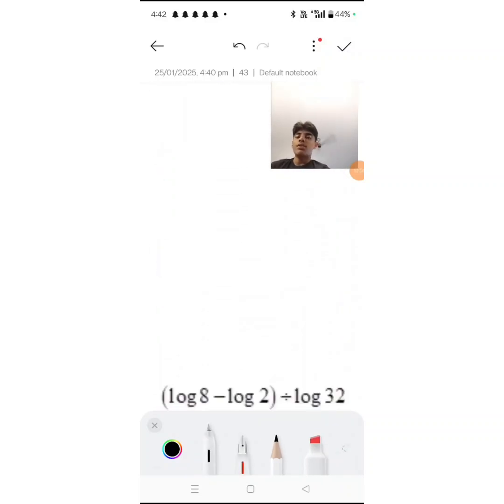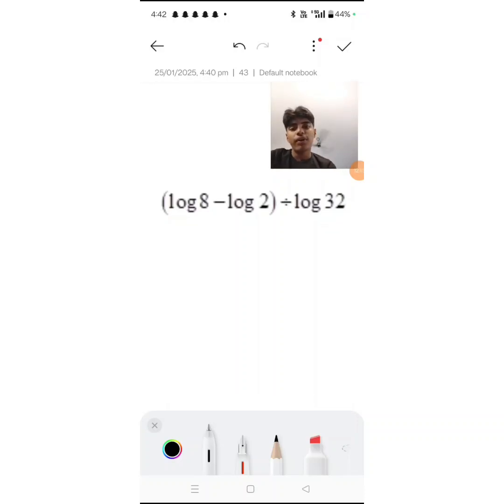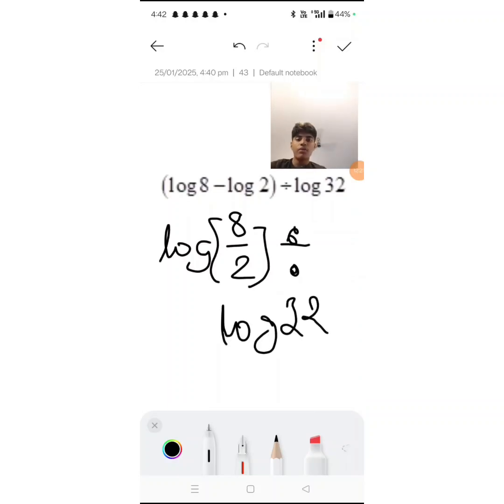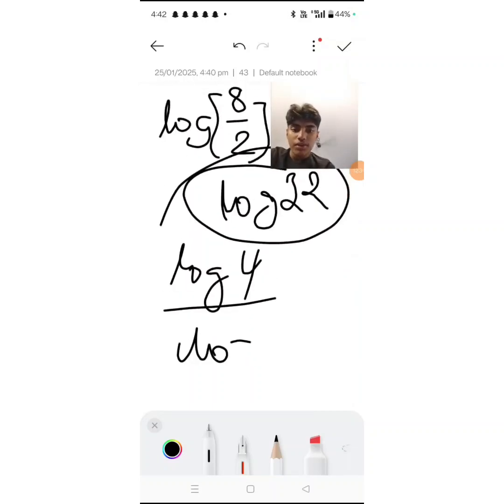Now let's come to log 8 minus log 2 divided by log 32. Now this may look easy, but there's a little trick you need to remember. As usual, this is just a log identity, log m minus log n. So it's just log m by n, which is log 8 upon 2, right? So divided by log 32. So this is just log 4 ultimately. And this side we can write as log 32, right? So log 4 divided by log 32.